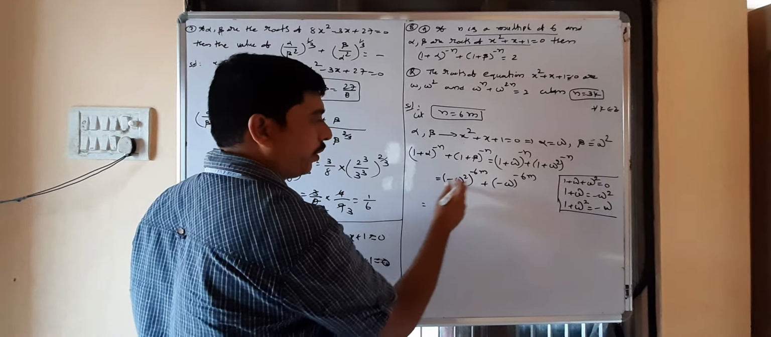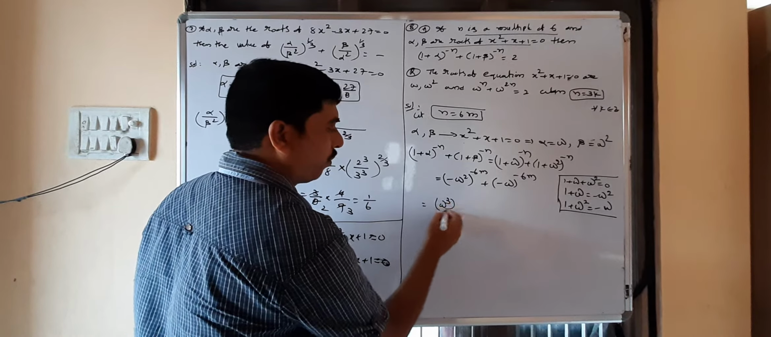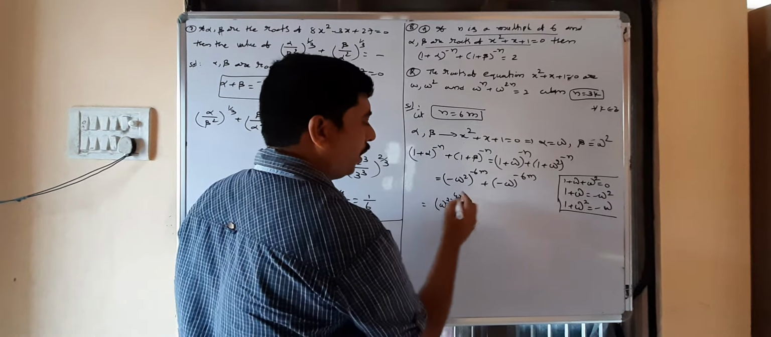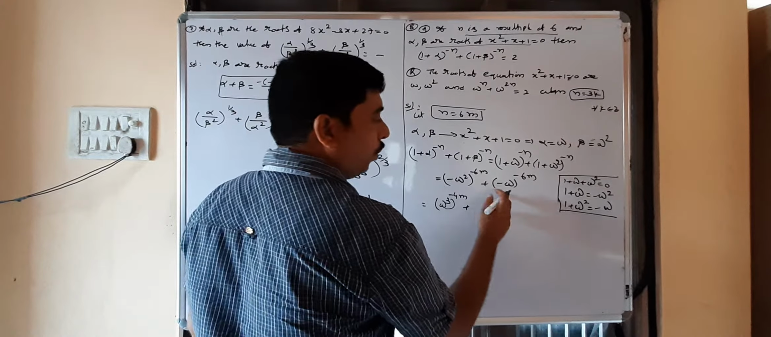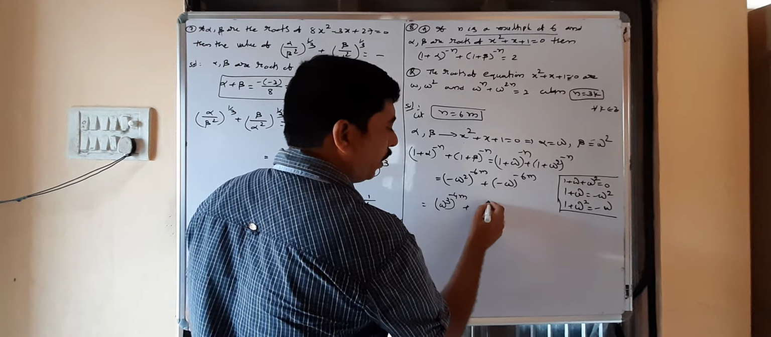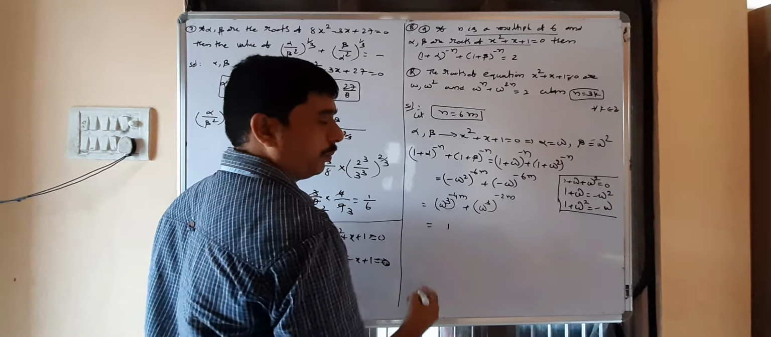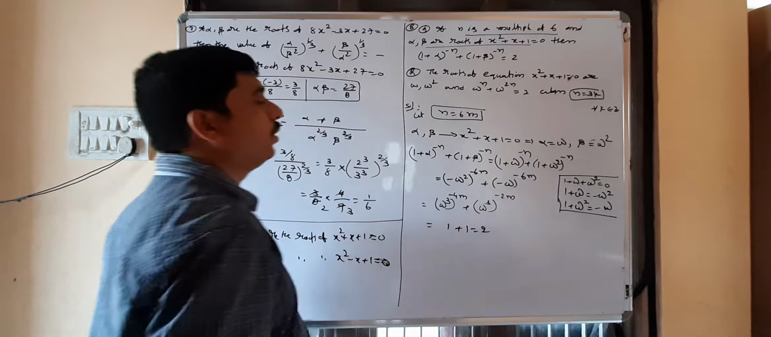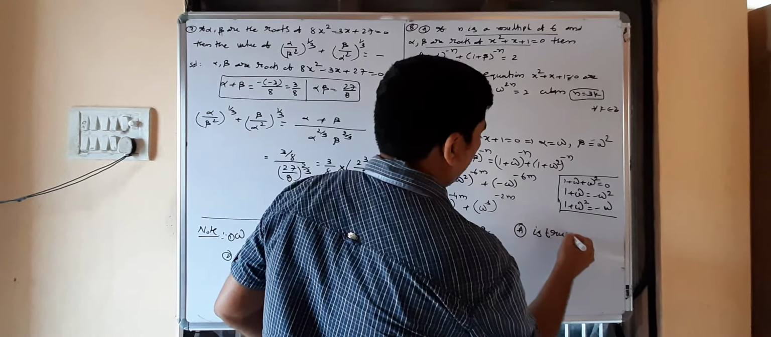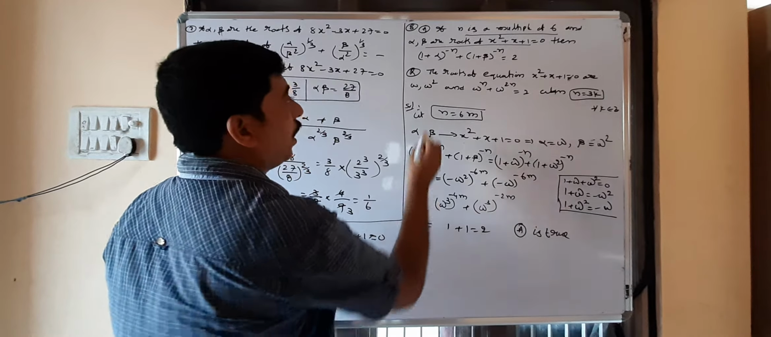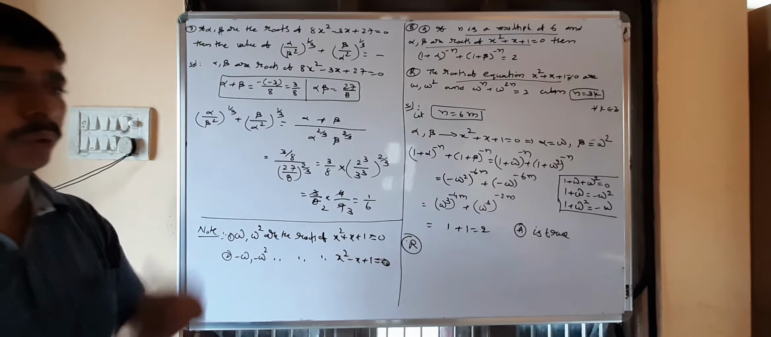This can be written as: minus for even number is plus, omega power 12m, I will write as omega cube whole power 4m, plus omega power minus 6m, minus for even number is plus, that can be written as omega cube whole power minus 2m. Omega cube value is 1, 1 power something is 1, 1 plus 1 is 2. So A is 2, assertion is 2. Coming to the reason: the roots of the equation x square plus x plus 1 equal to 0 are omega comma omega square. Obviously it is true.